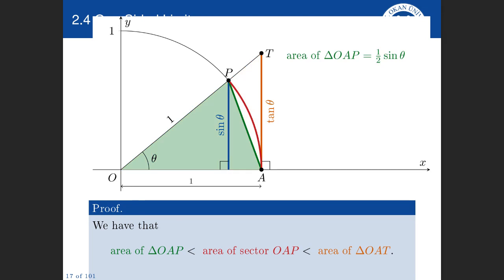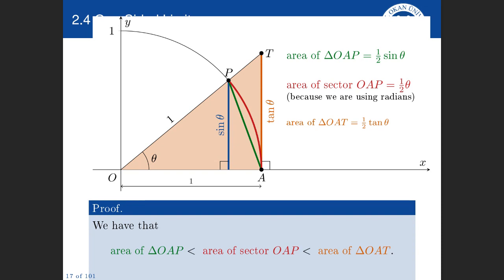So what are they? What's the area of the green triangle? This green triangle has base 1 and height sine theta, so the area of this triangle is a half sine theta. The area of this red sector must be a half theta because we're using radians, and the area of this orange triangle must be a half tan theta because its height is tan theta and its base is 1.